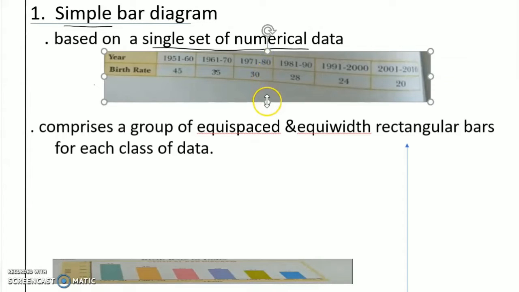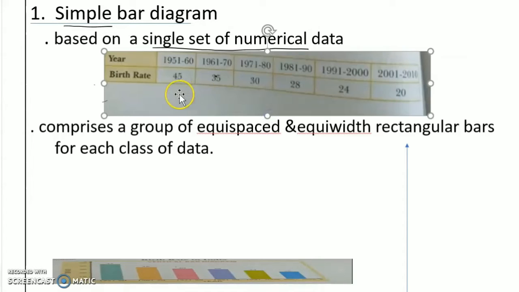See this table, you can see only one set of data is given. Here the year and birth rate of India is given. Different sets of years are given, 1951 to 60, 61 to 70, 71 to 80, like this. And the birth rate corresponding to 51 to 60 is 45, and here 35, like that. So one set of data, that is birth rate only, is given.